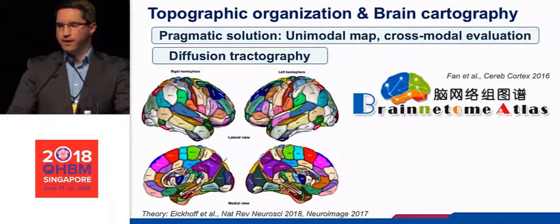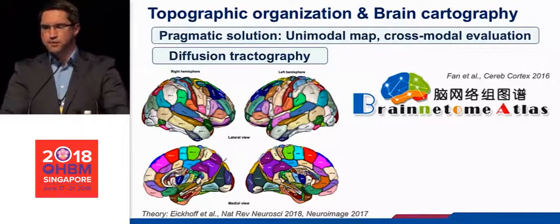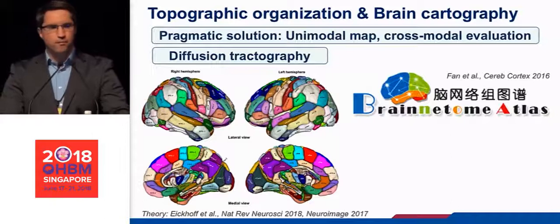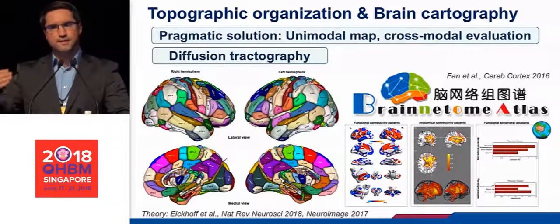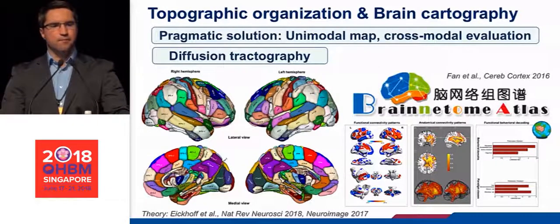Another project where we followed a similar approach is the work on the Brainnetome Atlas led by Tianzi Jiang, which is a diffusion tractography-based parcellation. And then for each of these different areas, we also looked at their functional connectivity profiles, at their functional response characteristics, and so on. So this is a step towards that idea of having a map in one modality and applying it to a series of other modalities.